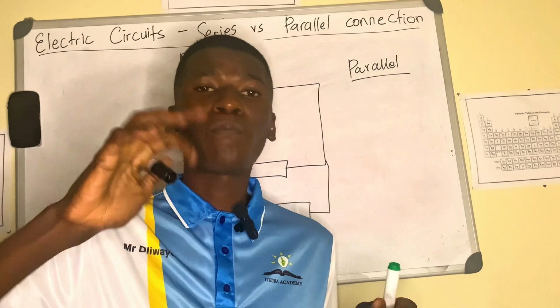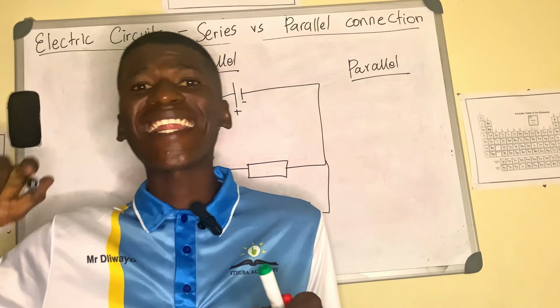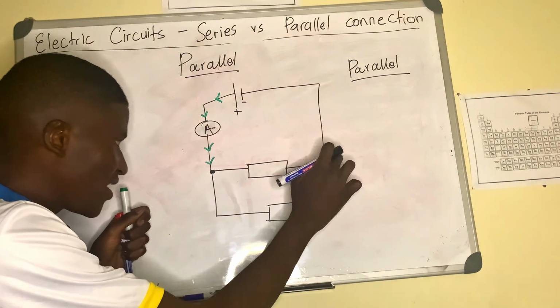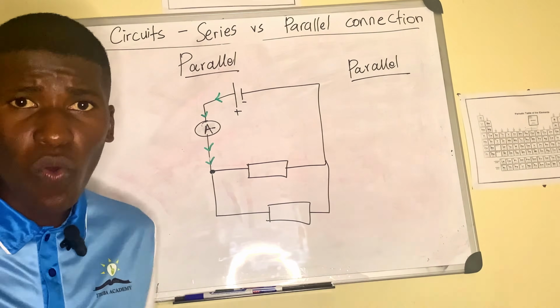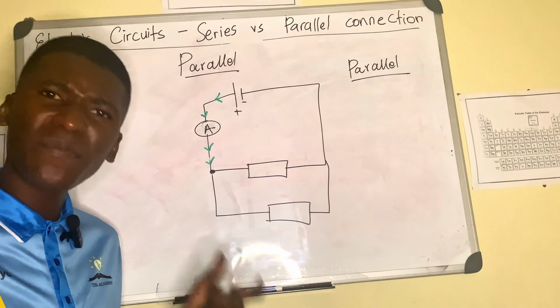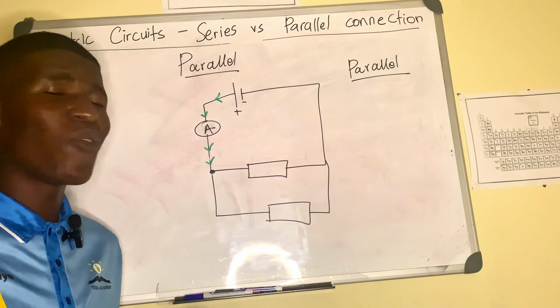Will the current go to both of the paths, or will the current only move in this direction, or will the current only move in this direction? Where will the current go? Which place will the current go the most here, or all of that?